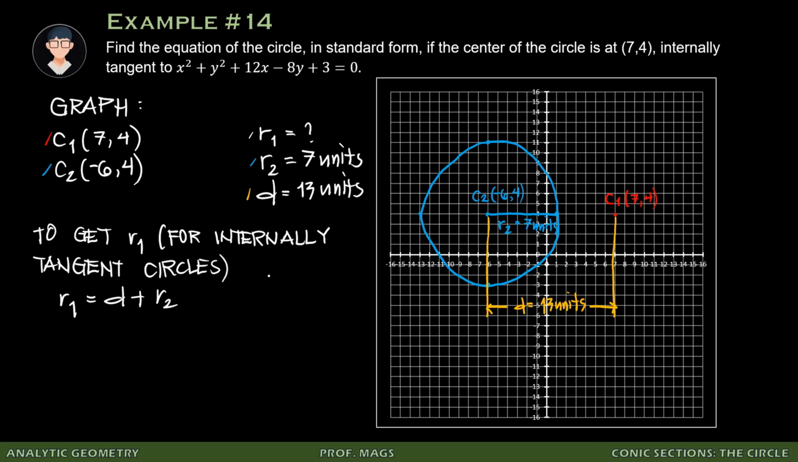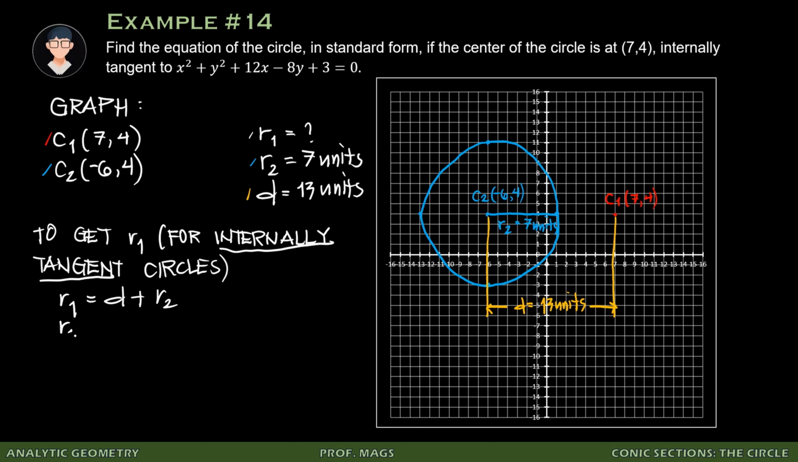But, since internally tangent yung pinag-uusapan natin, dapat kasi yung ating circle number 2 ay nasa loob ng circle number 1. Bakit? Kasi mas malaki ang value ng ating x. X coordinate dito ng C sub 1 ay 7, whereas dito sa C sub 2 ay negative 6. Okay, so therefore yung ating inner circle is the second circle, and our outer circle will be the circle number 1. Okay?